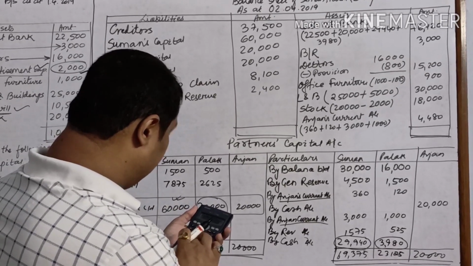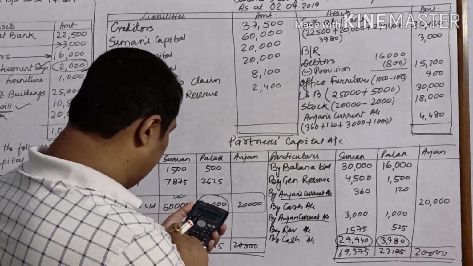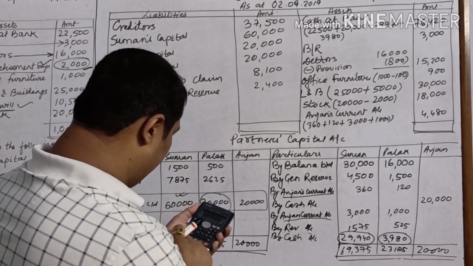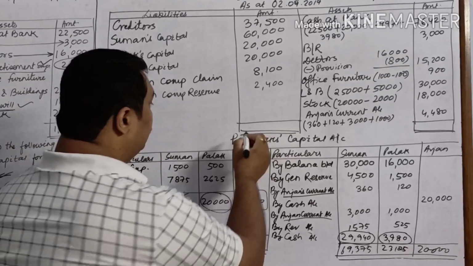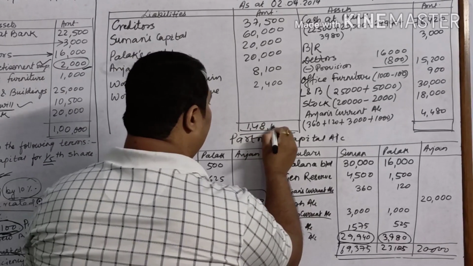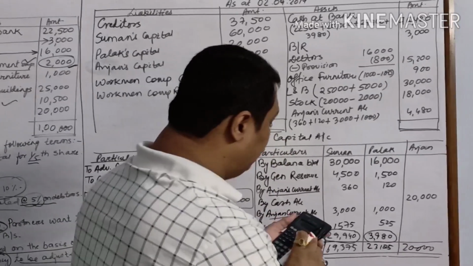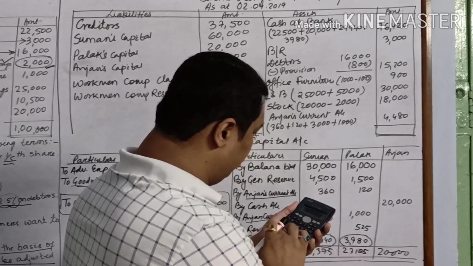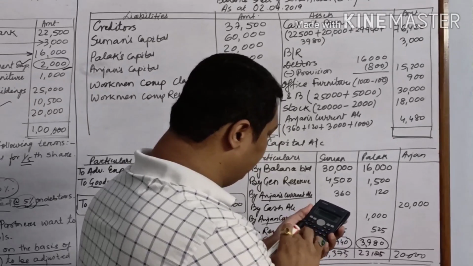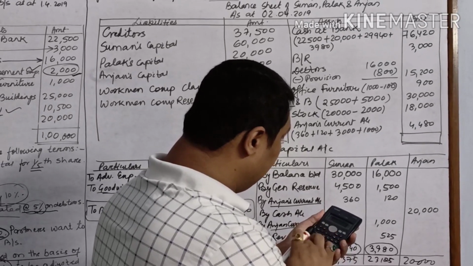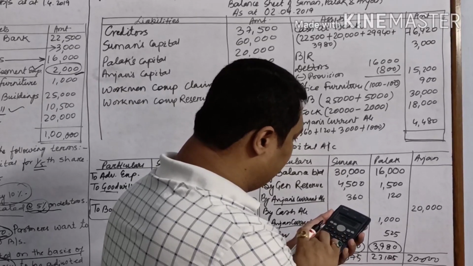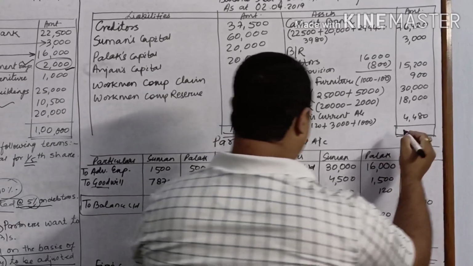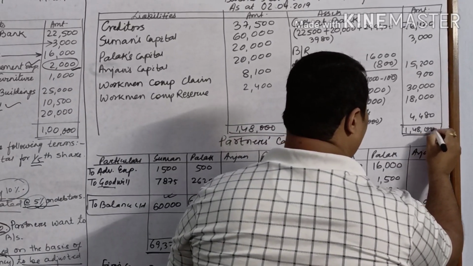It is 37,500 plus 60, 80, 20, 1 lakh plus 10,500. It is 1,48,000 on the liability side. Let's check on the asset side. 76,420 plus 3,000 plus 15,200 plus 900 plus 48,000 plus 4,480. It is 1,48,000 on the asset side too.